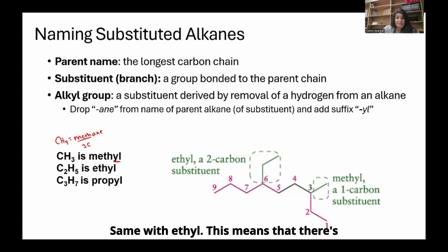Same with ethyl. This means that there's a two-carbon chain bonded to a parent chain, and it looks like this right here. On this carbon chain, there's a 9-carbon chain. In this example, we have a methyl bonded at carbon 3, and at carbon 6, we have an ethyl. It's a 2-carbon substituent.